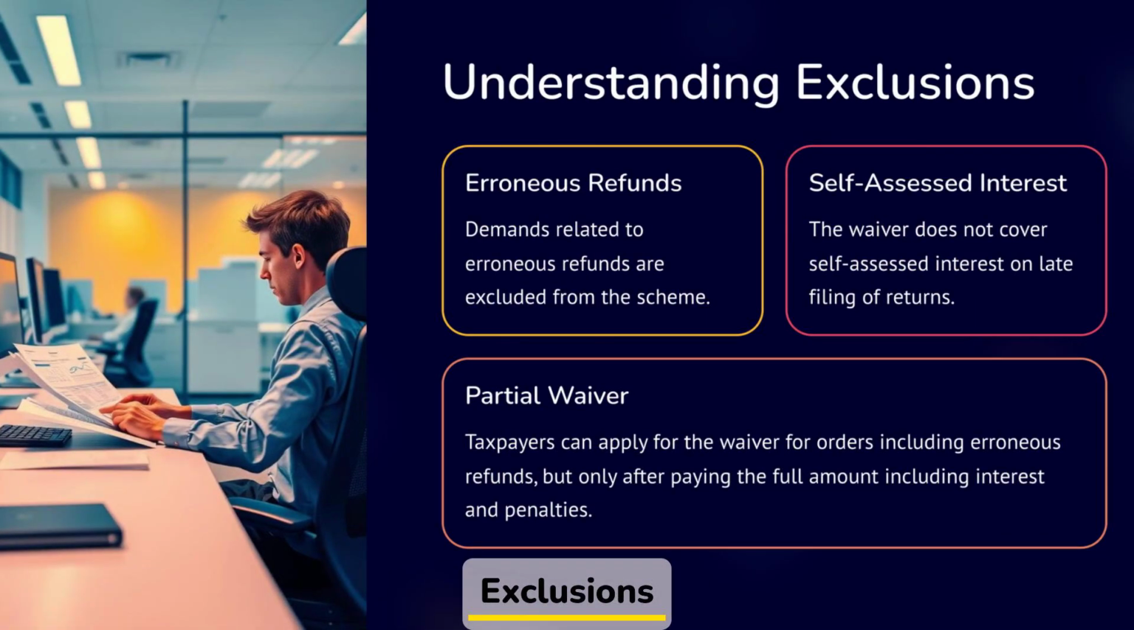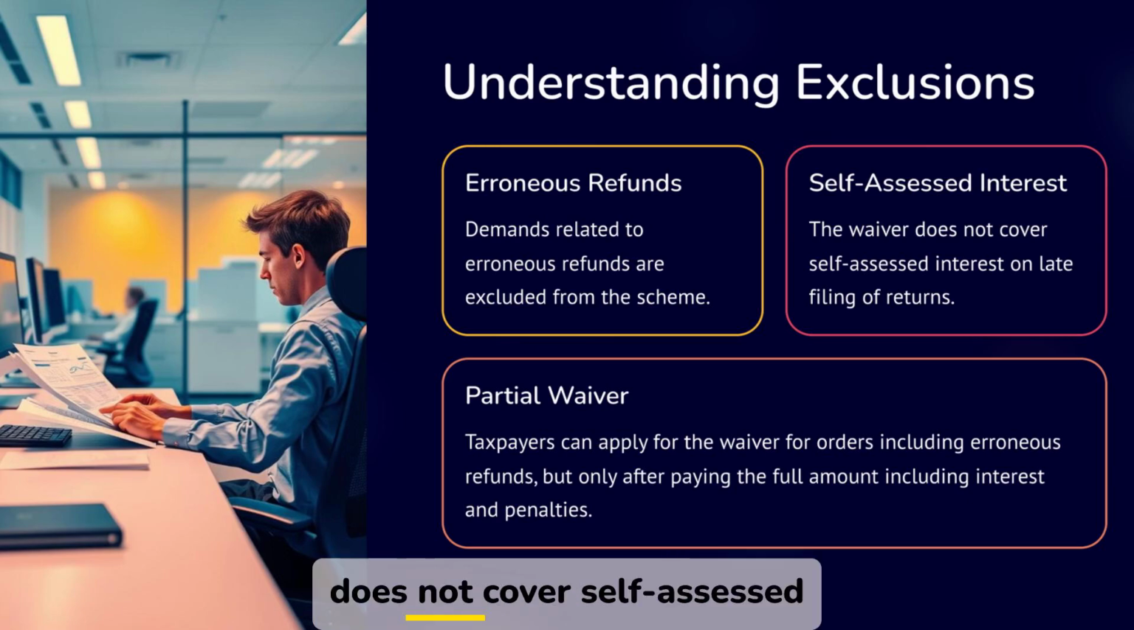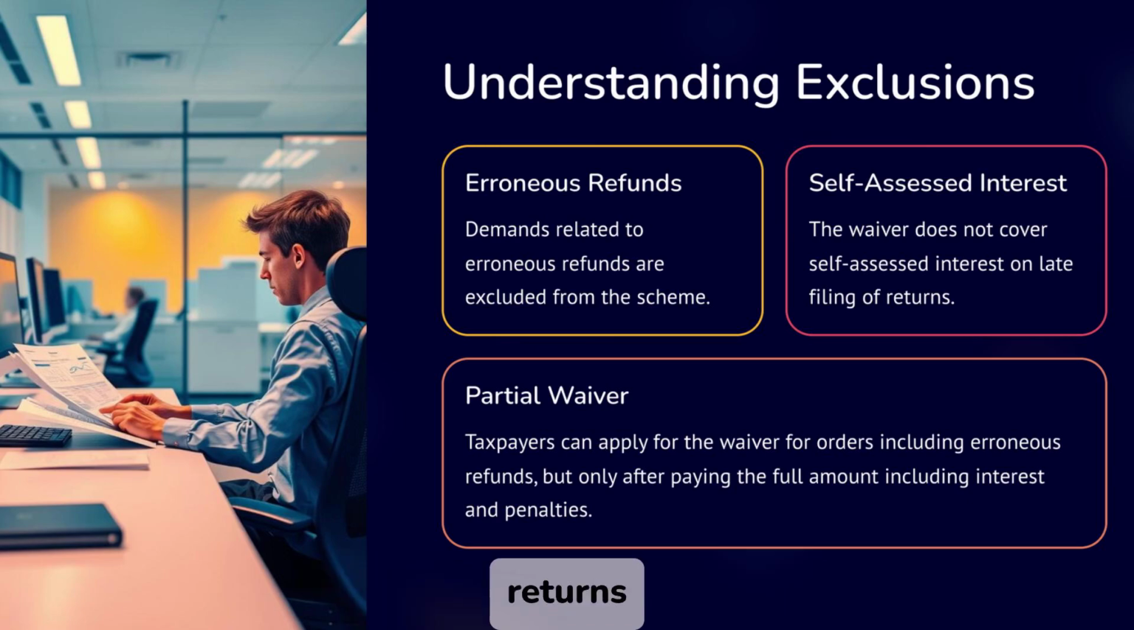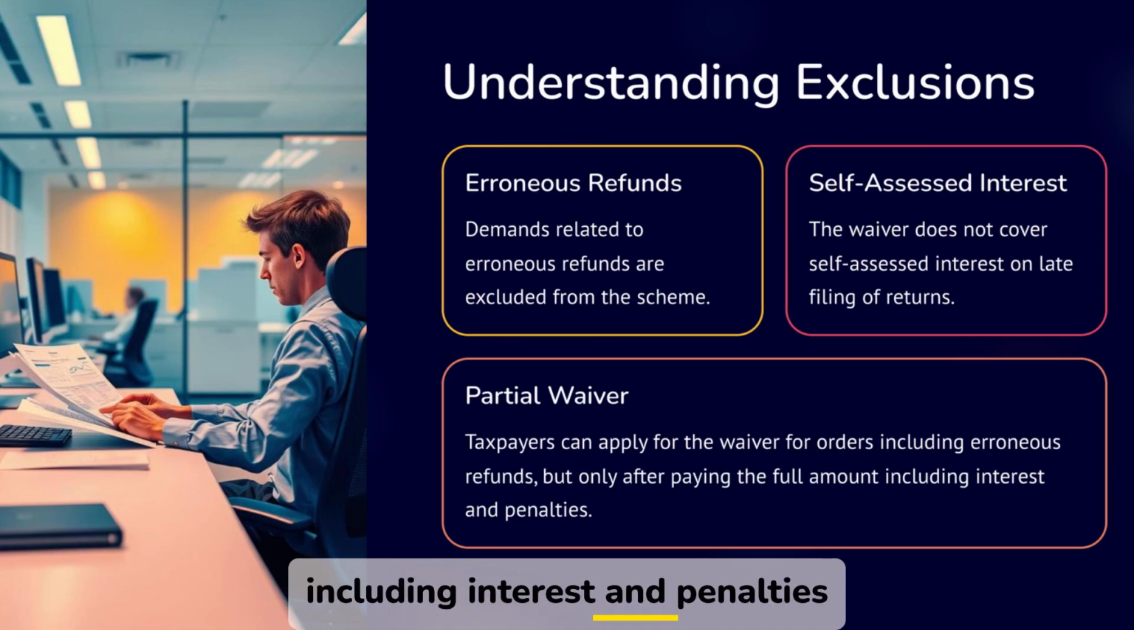Understanding exclusions. Erroneous refunds. Demands related to erroneous refunds are excluded from the scheme. Self-assessed interest. The waiver does not cover self-assessed interest on late filing of returns. Partial waiver. Taxpayers can apply for the waiver for orders including erroneous refunds, but only after paying the full amount including interest and penalties.